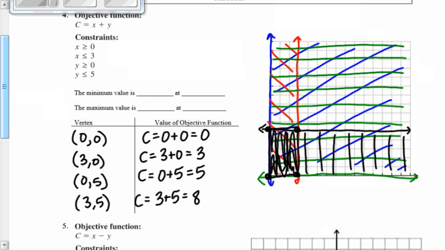So when we look for our minimum value, it's going to be 0. And that occurred at the point 0, 0. And then our maximum value was right here, 8. And that occurred at 3, 5.